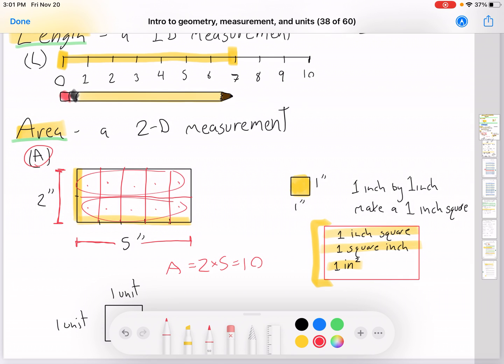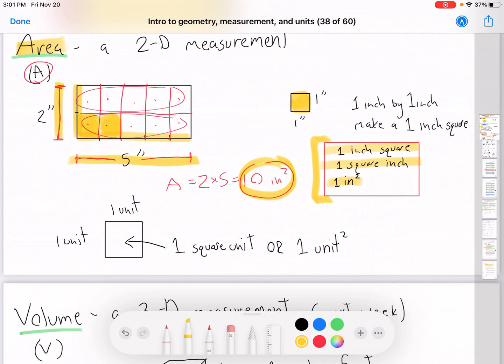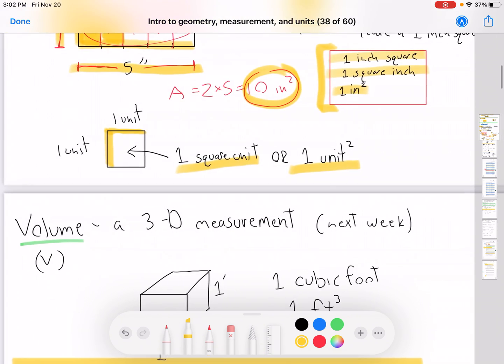But these are not inches. We have 10 square inches, right? Everything inside of here, this was a square inch, and this was a square inch. So when we multiply 5 inches and 2 inches, we end up with 10 square inches, the two-dimensional measurement of space inside of a two-dimensional object. And again, it could be centimeters, inches, feet. In general, if we have 1 unit by 1 unit, this is referred to as a 1 square unit, or 1 unit squared. Now, volume is a three-dimensional measurement, which we will mostly deal with next week.